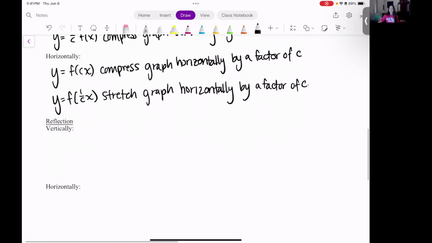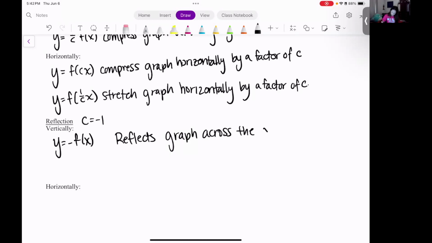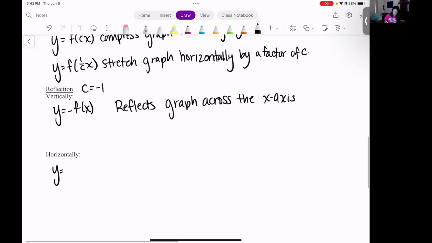Our final transformation that's common is reflections. Remember, I said that c was greater than 1. So in this case, c equals -1. So you have the negative function on the outside or negative function on the inside. A negative on the outside is going to reflect your graph across the x-axis. That's going to be vertical, up and down. Negative on the inside is going to be horizontal, left and right, over the y-axis. Y equals f of -x is going to reflect across the y-axis.